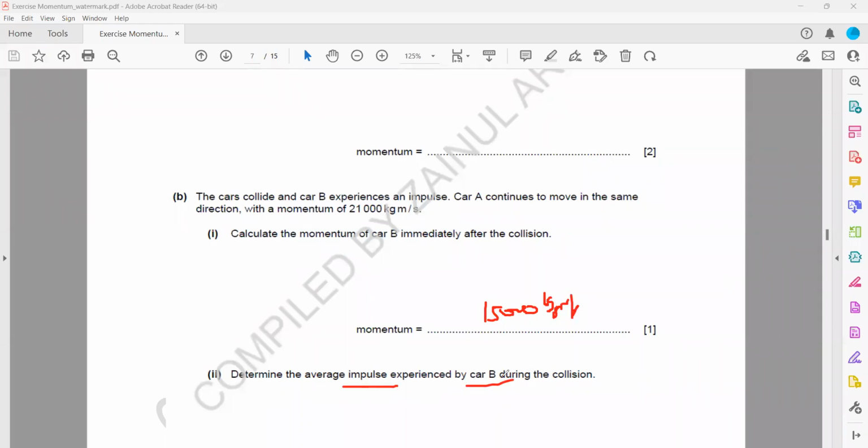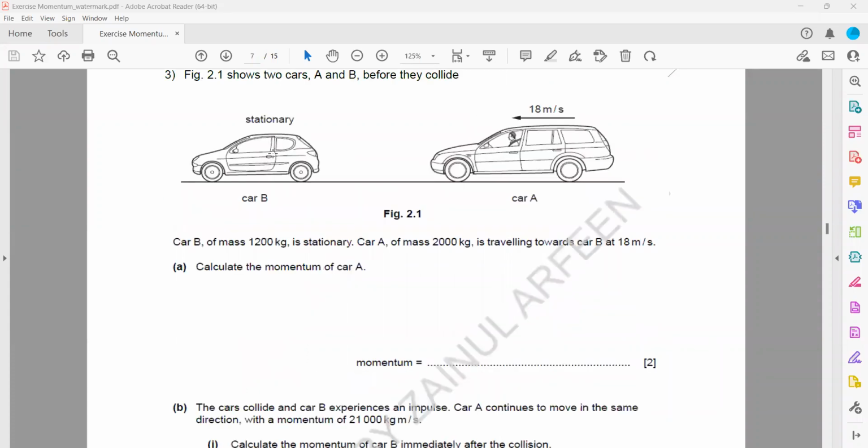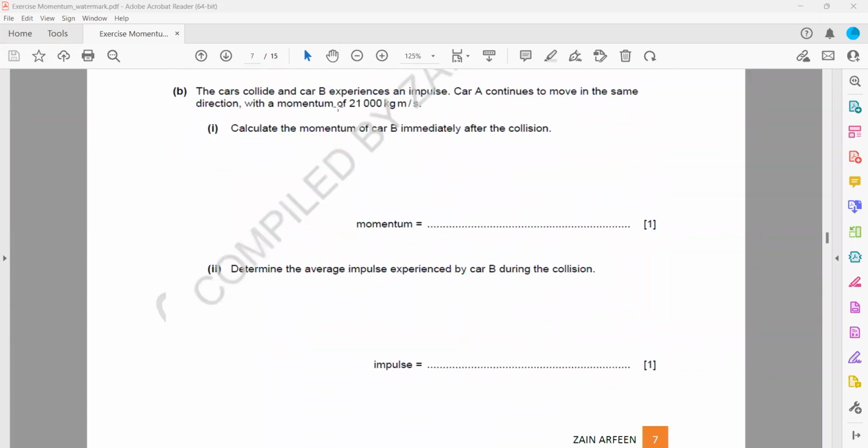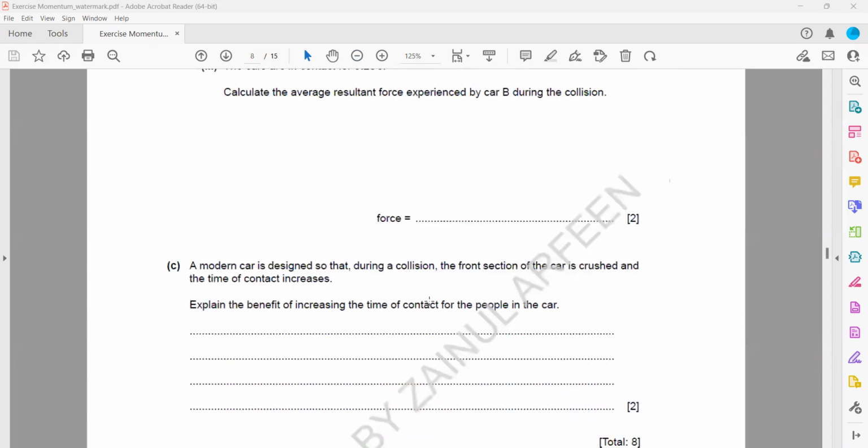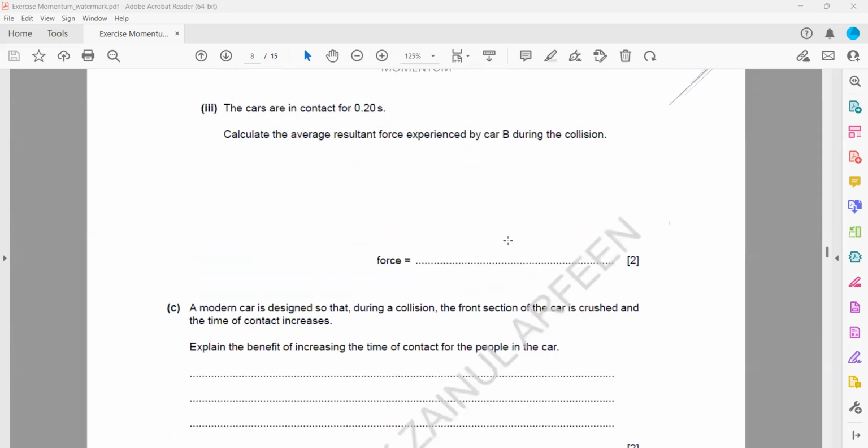Then determine the average impulse. If we need the impulse, B was stationary and then 15,000. So when we calculate the impulse, it will come out the same, because 15,000 minus 0 equals 15,000. Why? Because car B was initially stationary and finally it is 15,000. So that's why the impulse is 15,000. And using the impulse, you can find the force as well. Impulse is force multiplied by time.